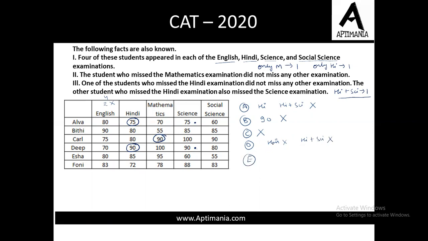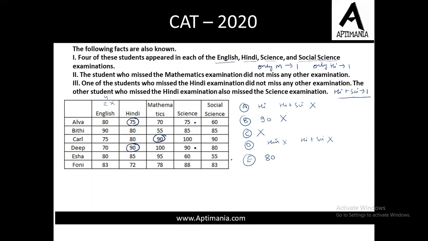The score of E in English is 80. Now we don't even know whether E is the one who missed two examinations or one examination only. So we will check for both the cases. Suppose he missed two examinations. Then his score in English must be equal to some other exam as well, but we don't have any other score as 80. So from here we can say that E must be the one who missed only one examination.